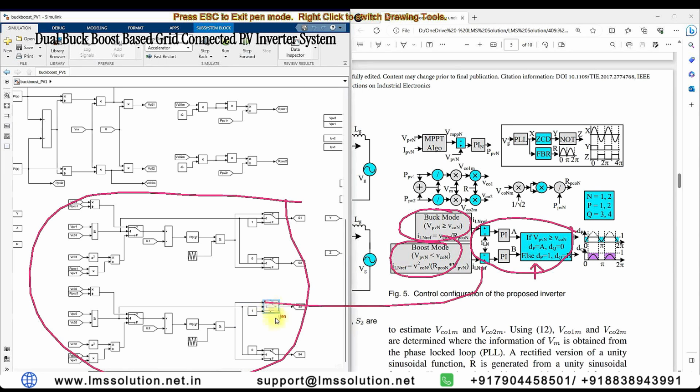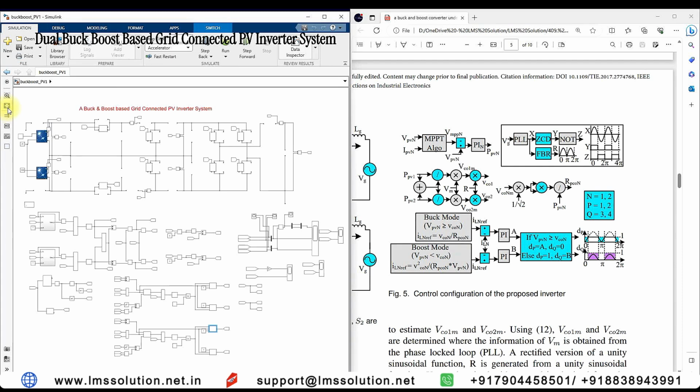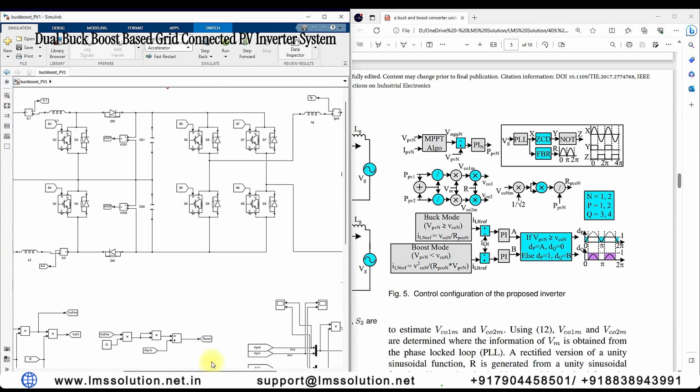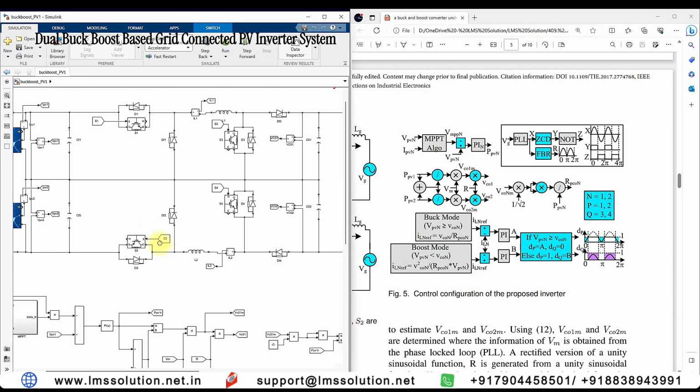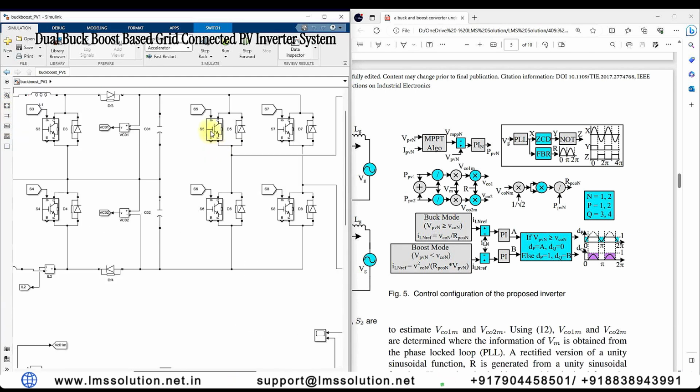This is the control logic implemented here. This control logic will generate S1 and S2, S1 S3 and S2 S4. This is going to be used to control this circuit. Here you will see S1, S2, S3, S4. This is going to control this circuit, and then here we need to control this inverter, S5, S7, S6, S8. So you need to control that one.